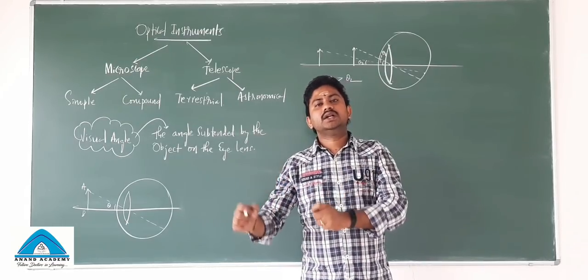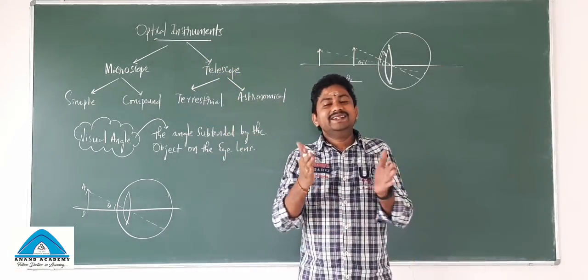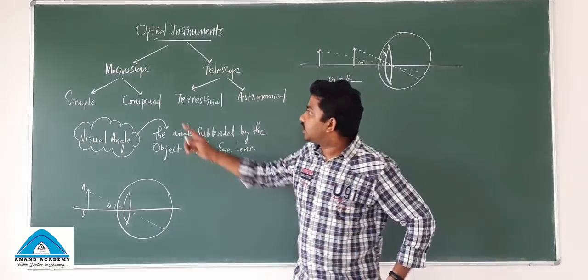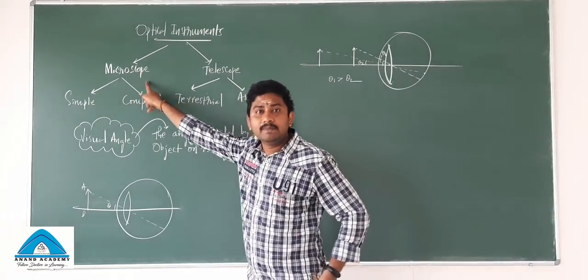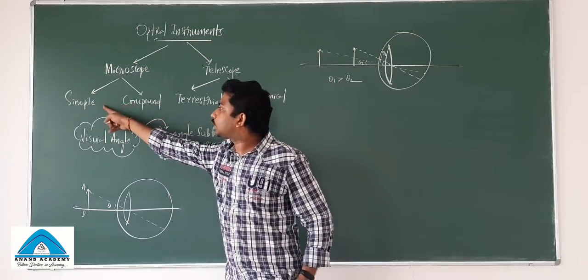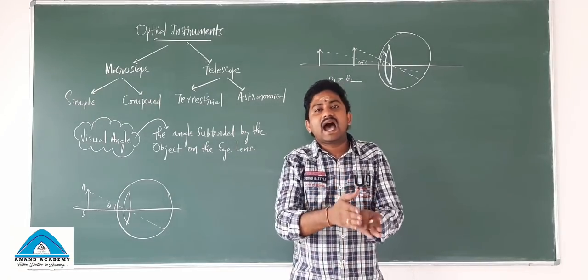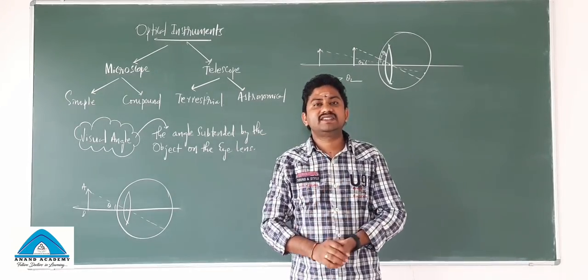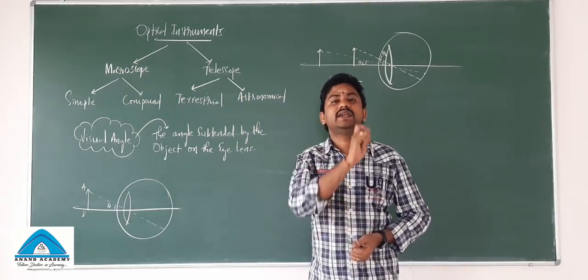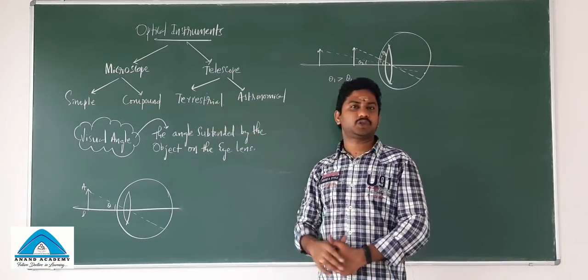Now we are going to learn a concept called optical instruments. In this optical instrument, we will be studying about two types. Number one is microscope. In microscope, there are two different types of microscopes: simple microscope and compound microscope we will be learning. And the other optical instrument we have considered is telescope. There are two types of telescopes here. One is astronomical telescope, the other one is terrestrial telescope.